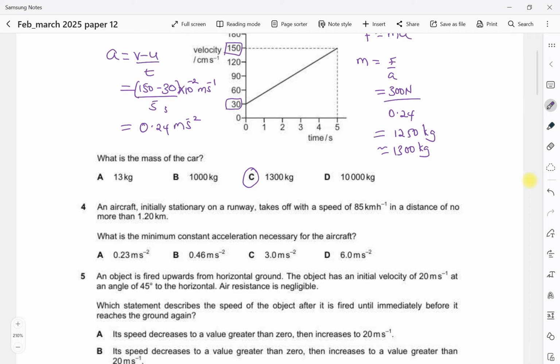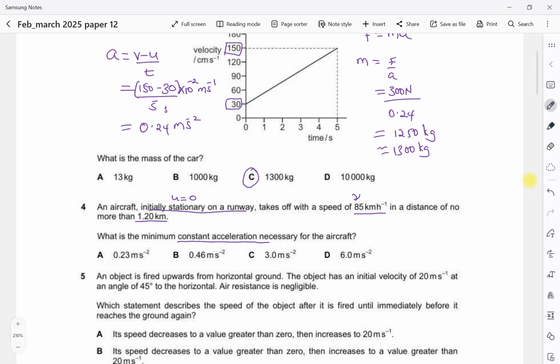An aircraft initially stationary on a runway takes off with a speed of 85 kilometers per hour in a distance of no more than 1.2 kilometers. So it was initially stationary, which means initial velocity is 0. Then this is going to be the takeoff speed, which I will call v. What is the minimum constant acceleration? Because they're talking about a constant acceleration, it means the equations of motion can apply.